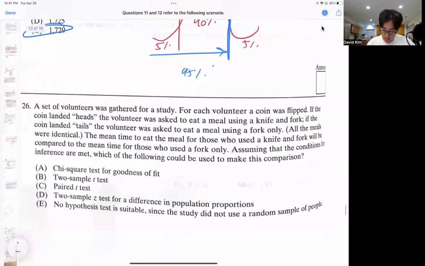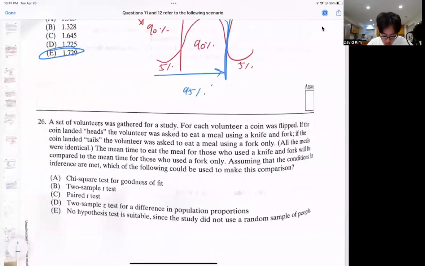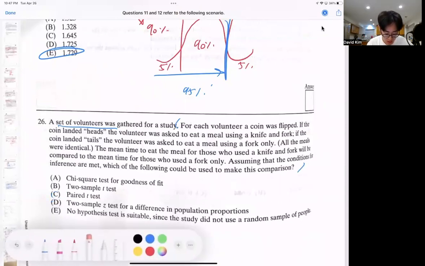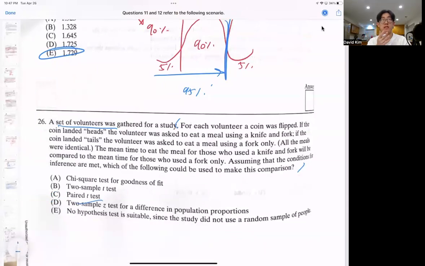All right, 26. For 26, we have a set of volunteers gathered for the study. This is just a really slap in the face question because when you spend all this time reading over it, I first thought that it was C, a paired, oh, I'm sorry, not paired, because paired means it's not going to be independent samples from one another. One thing takes both fork and maybe fork along with other utensils, a knife and a fork. I thought it was going to be a 2-sample t-test.